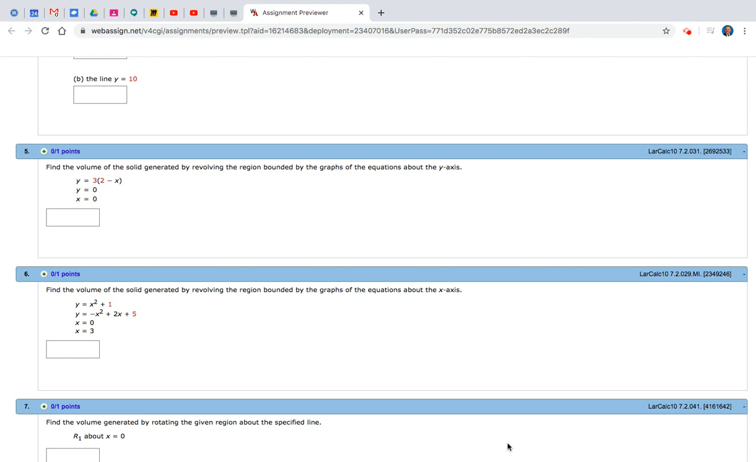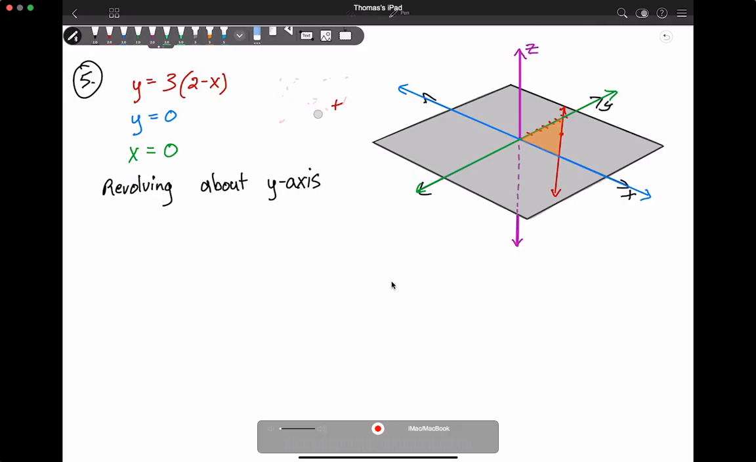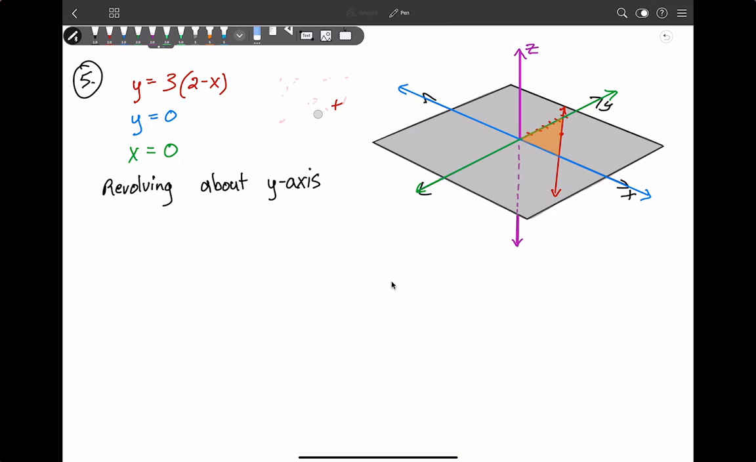Okay, so let's look at number 5. Number 5 says find the volume of the solid generated by revolving the region bounded by these three graphs of the equations about the y-axis. So 3 times 2 minus x is the same thing as if I were to distribute this 3. So if I distributed this 3, I would have y is equal to 6 minus 3x, otherwise negative 3x plus 6 in y-intercept form, like y equals mx plus b.